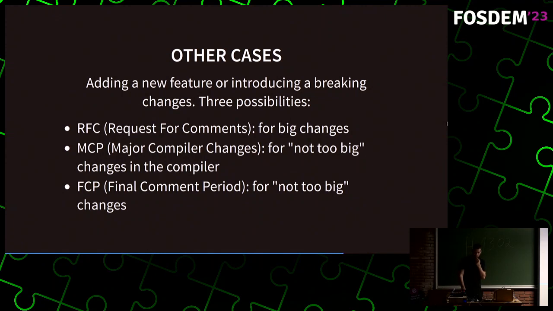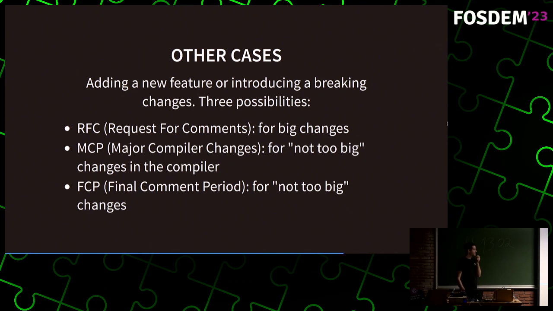So, other cases. When you add a new feature or introduce a breaking change, there are three possibilities. The best known one is the RFC, request for comments. It has its own repository. It takes a lot of time and effort and comments, and it can go really fast, like 2 days, or it can take an indefinite amount of time. Some RFCs have been open and still are being commented on since before 1.0, so that gives you an idea.